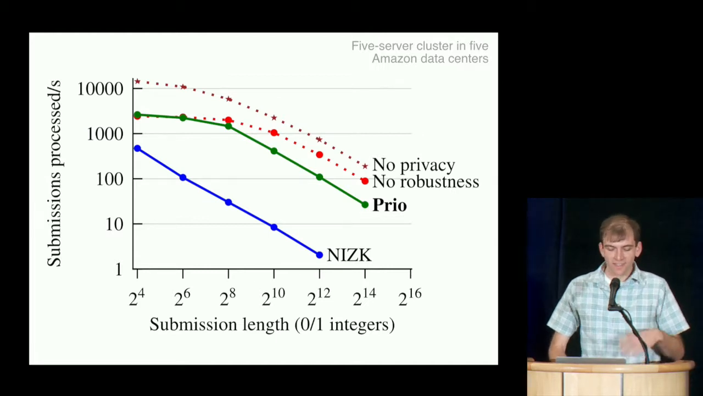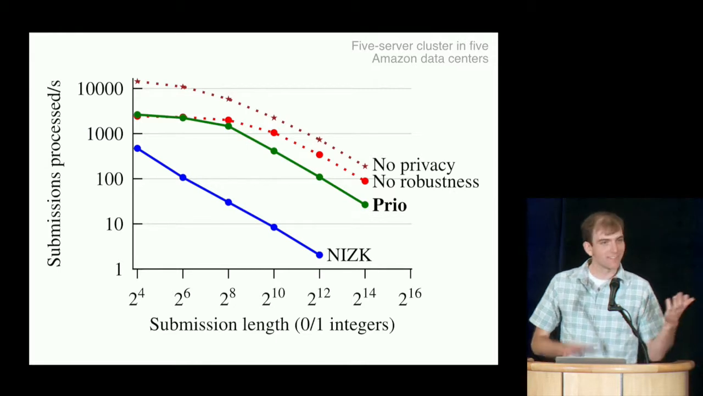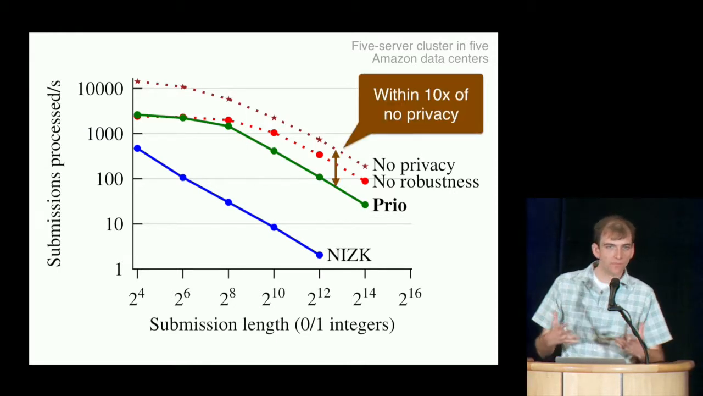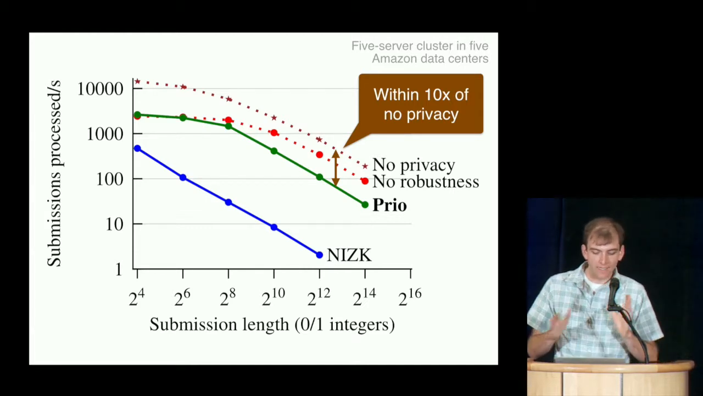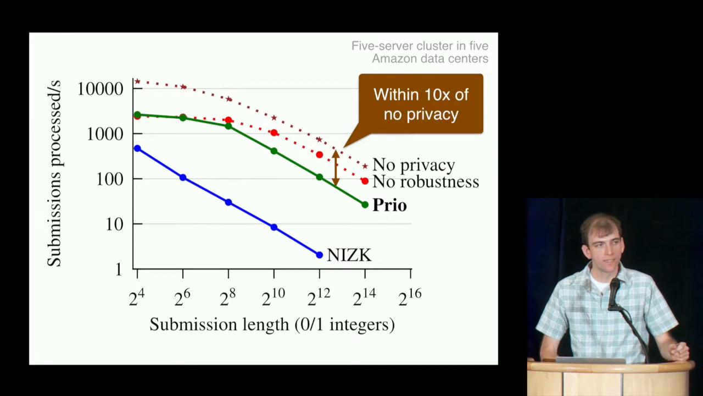So this is in some sense good news, in some sense bad news. The bad news is it's 10x slower, but the good news is it's only 10x slower. So you still pay something for privacy, but you're only paying on the order of a factor of 10. And this, I think, we can even shrink a bit with some more work.